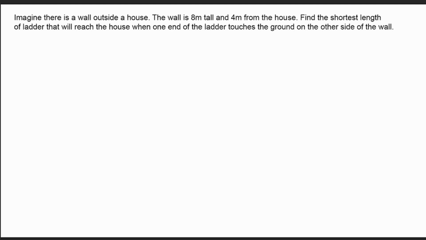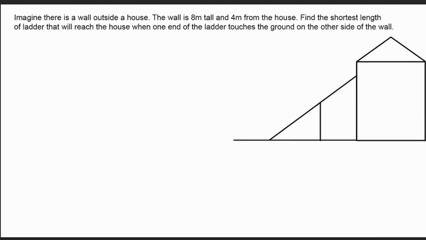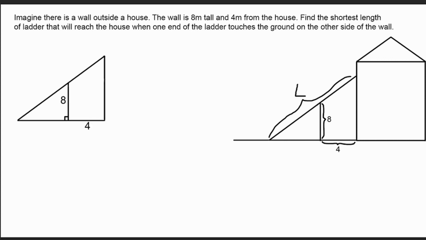So to illustrate the problem, we should draw a diagram and label any known values. Since we are minimizing the length of the ladder, we should represent it with a variable. For now, we'll use the letter L. Then let's isolate the parts of the diagram that are useful to solve the problem. We can split the triangle formed by the ladder and the house into two right-angled triangles and a rectangle.